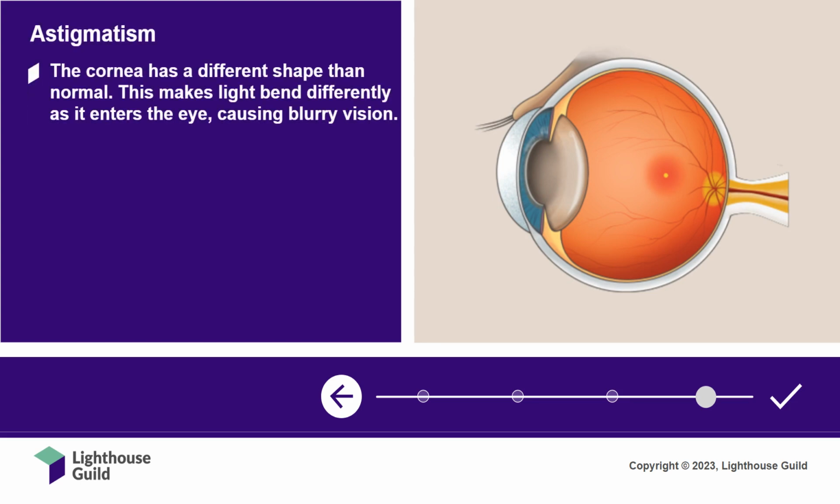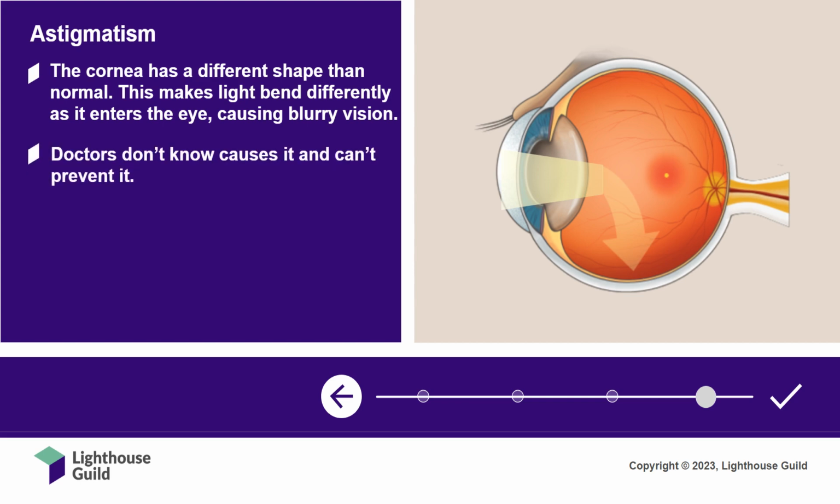Astigmatism happens when your cornea or lens has a different shape than normal. The irregular shape makes light bend differently as it enters your eye, causing blurry vision. Doctors don't know what causes astigmatism, and there's no way to prevent it.